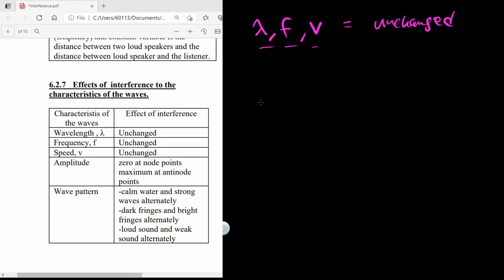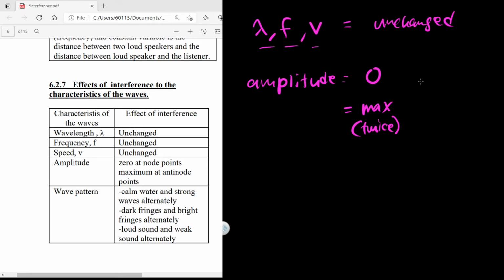So let's look into the amplitude. Remember we had discussed about this one. Amplitude will become either zero, being completely destructed, or it can also become maximum, or twice. Normally it is twice. So either zero or twice.